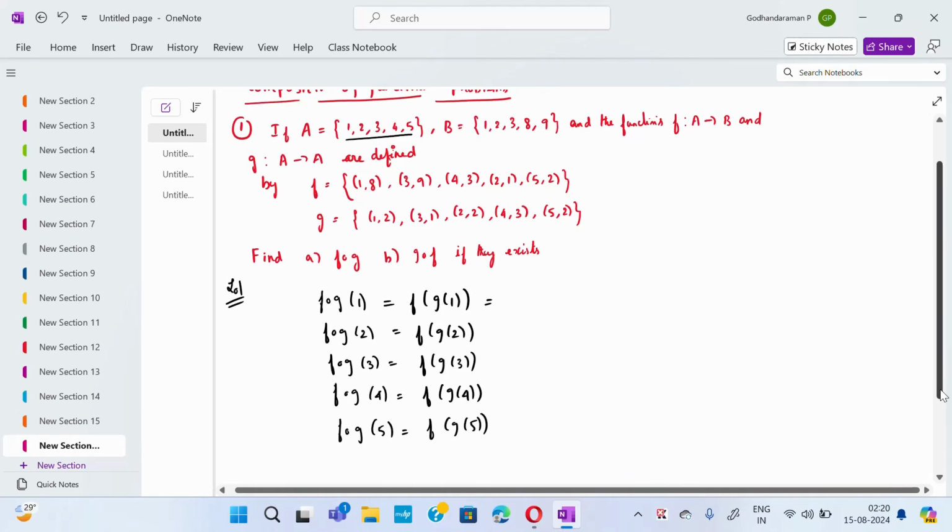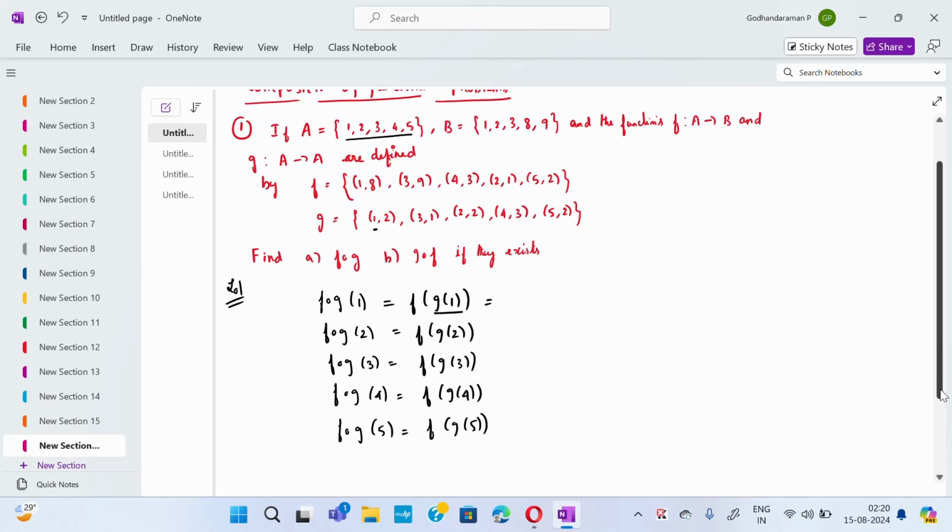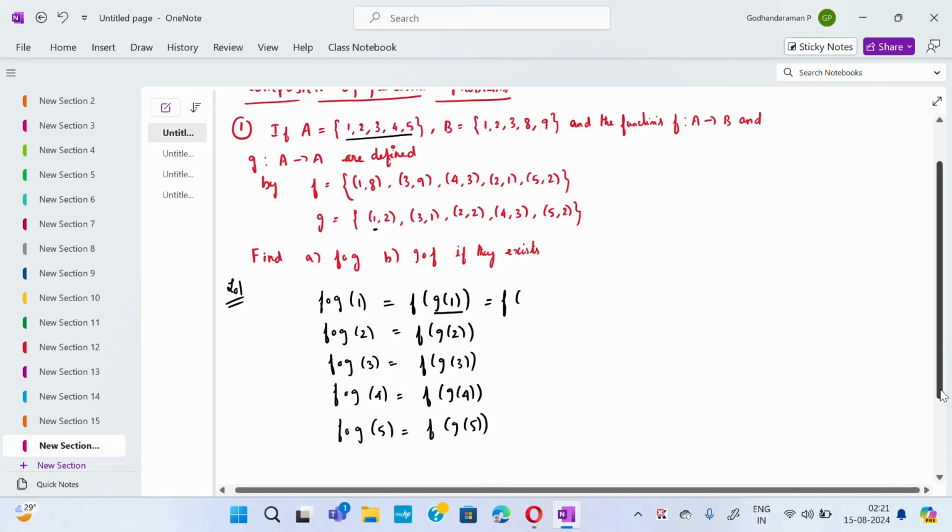We completed that. Now G of 1 means 1 is mapped to what element? G of 1 is nothing but 2, so it is F of 2. F of G of 2 is nothing but 2, it is mapped to 2. F of G of 3: 3 is mapped to 1. F of G of 4: 4 is mapped to 3. F of G of 5: 5 is mapped to 2.